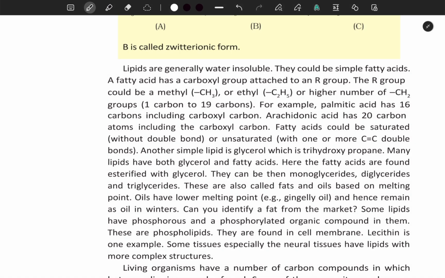Another simple lipid is glycerol, which is trihydroxypropane. Many lipids have both glycerol and fatty acids. Here, the fatty acids are found esterified with glycerol. They can be monoglycerides, diglycerides and triglycerides. These are also called fats and oils based on melting point. Oils have a lower melting point, for example gingelly oil, and hence remain as oil in winters. Can you identify a fat from the market?